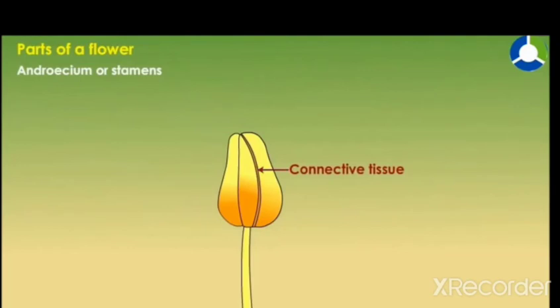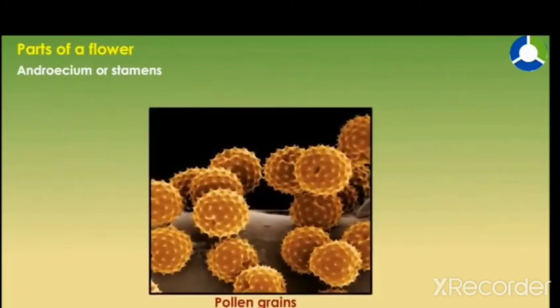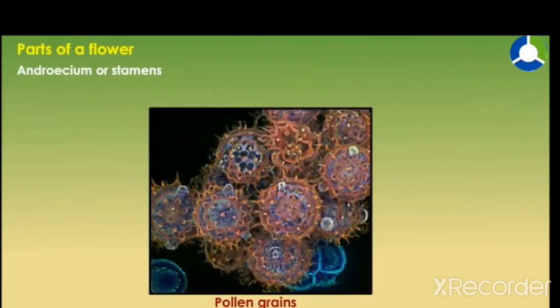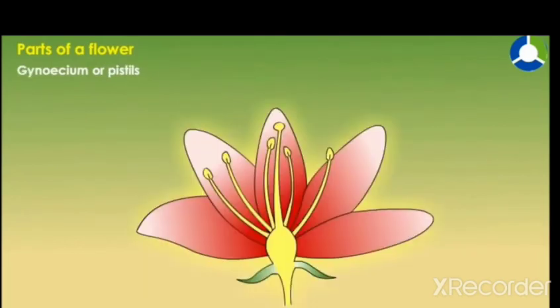Each anther lobe has two pollen sacs which are filled with pollen grains. Pollen grains are minute in size and take part in the reproduction process.